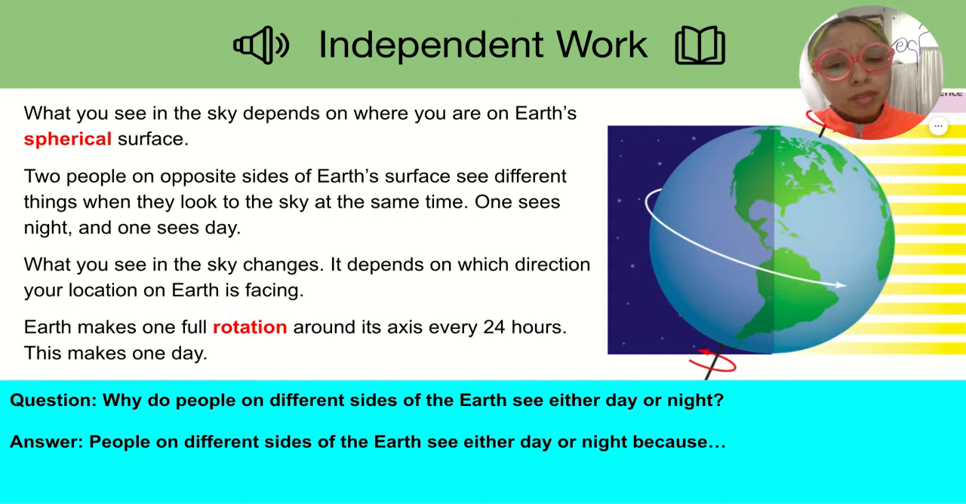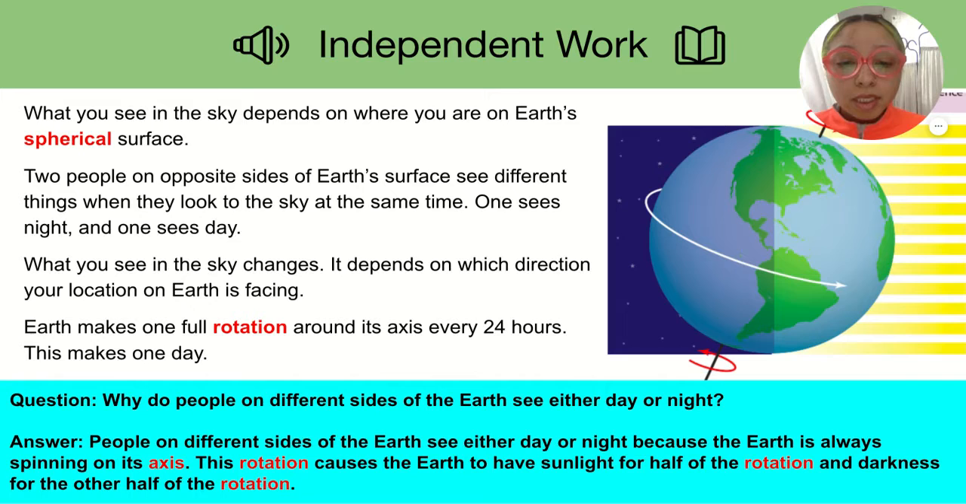Here is your question. Why do people on different sides of the Earth see either day or night? You can start your answer with, people on different sides of the Earth see either day or night because. You can pause the video now so that you may answer this question. When you are finished answering the question, you may press play to continue.